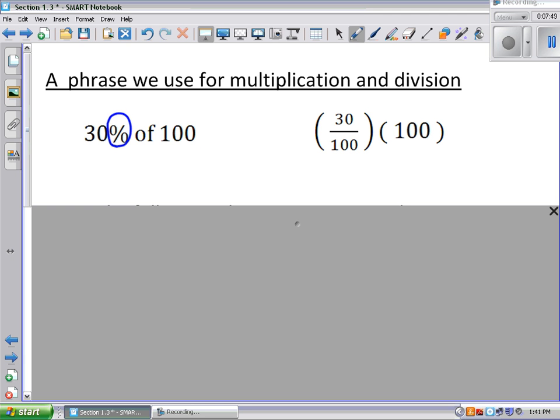30% of. Our percent sign means we are, per means divide, and cent means 100. We're going to divide 30 by 100. And then of tells us to multiply. So we're going to divide by 100 and then multiply by 100.